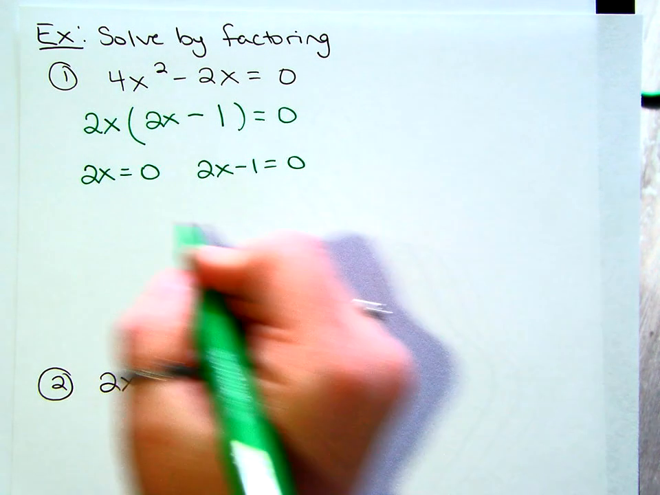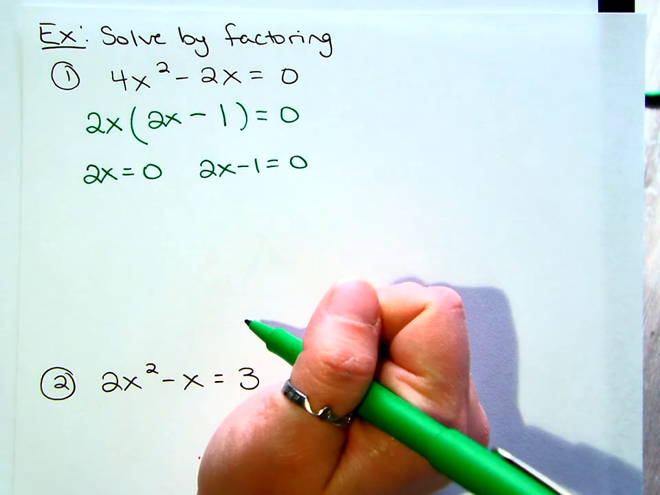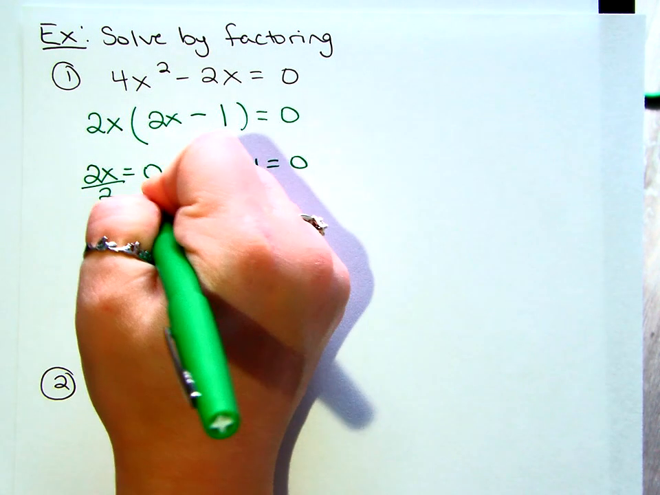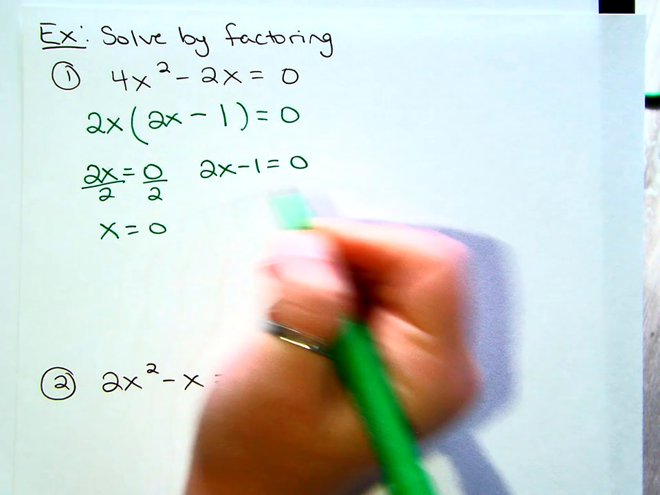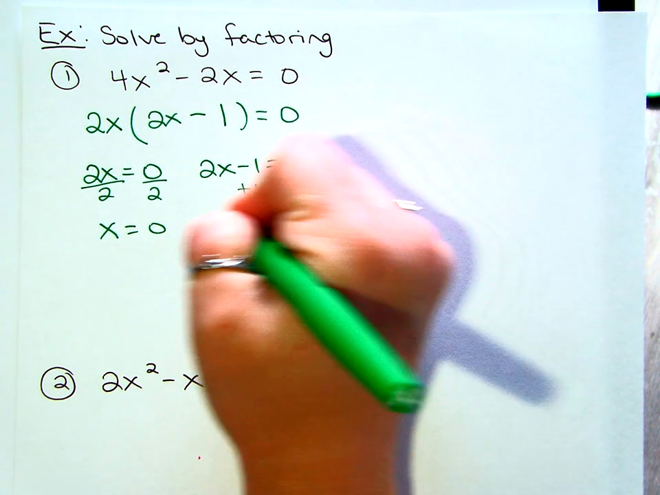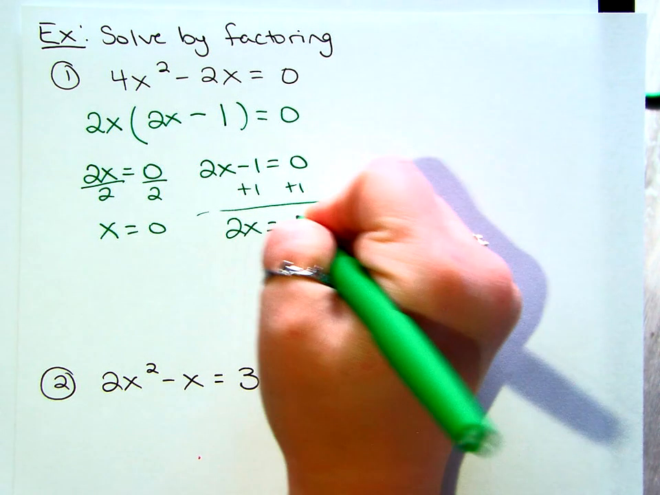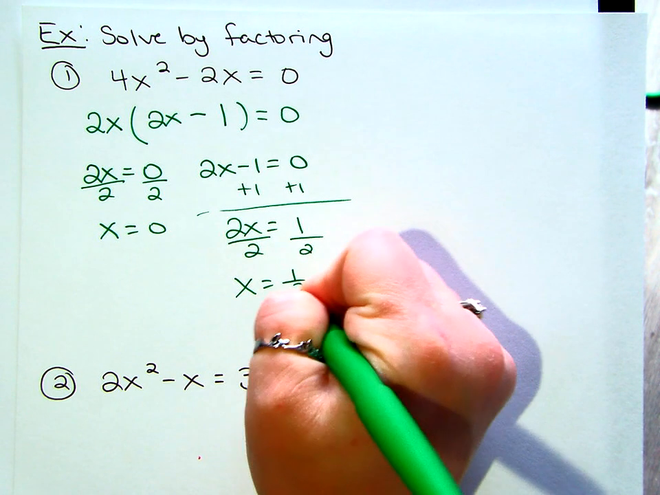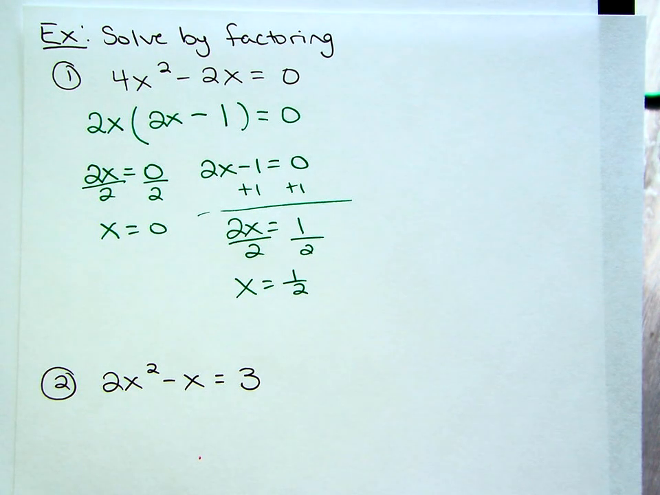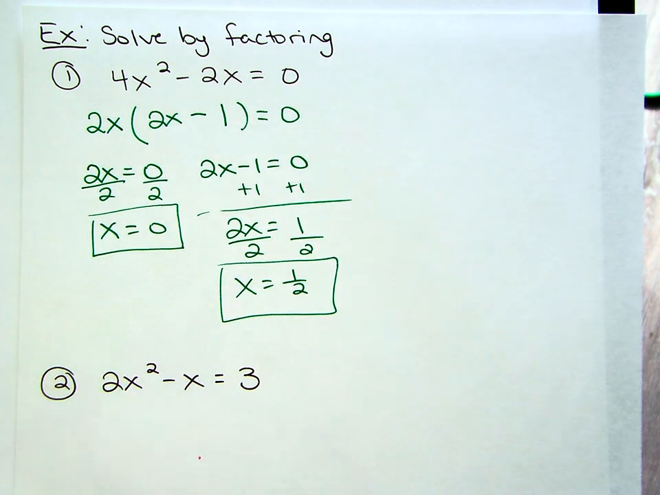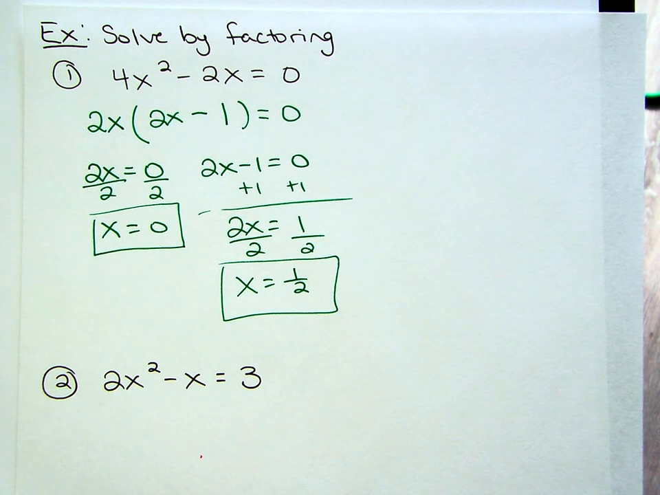So then I solve each of these equations to figure out where that happens. Well, I would divide both sides by 2, and I get x equals 0. And then over here, I would add the 1. So I get 2x equals 1, divide by 2, and I get x equals 1/2. So when x is 0 or when x is 1/2, those are the possible solutions to this quadratic equation.